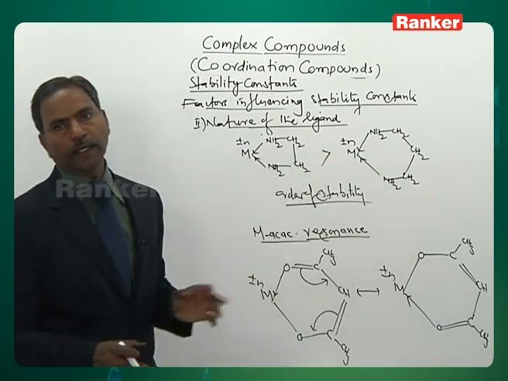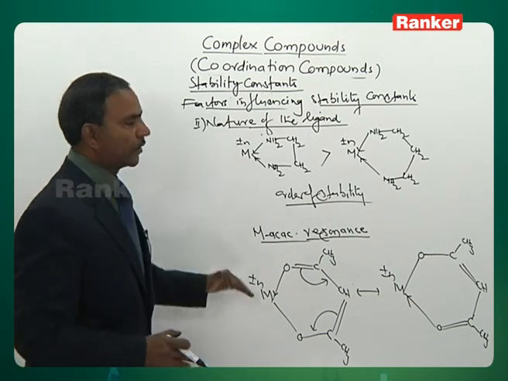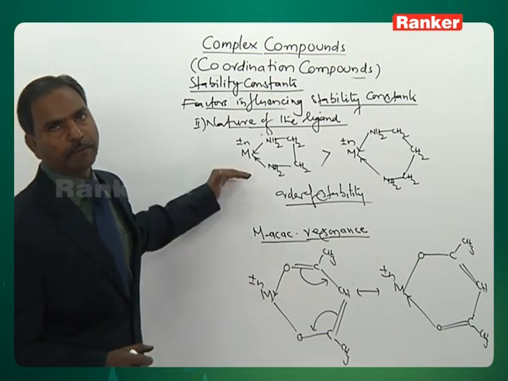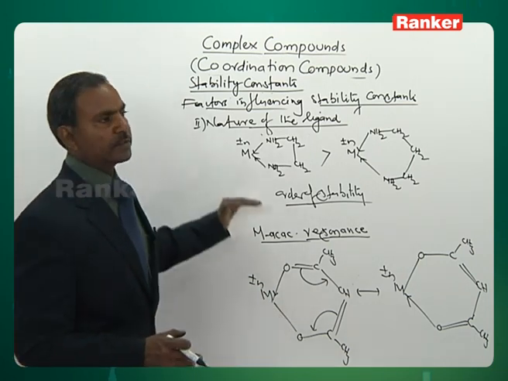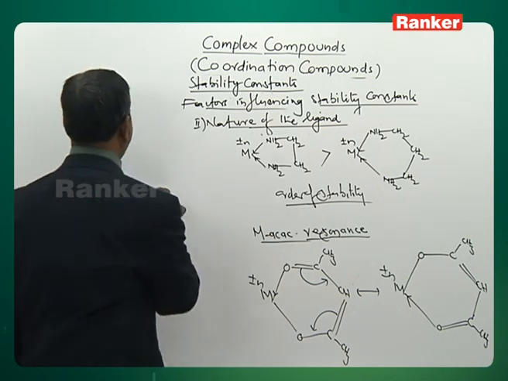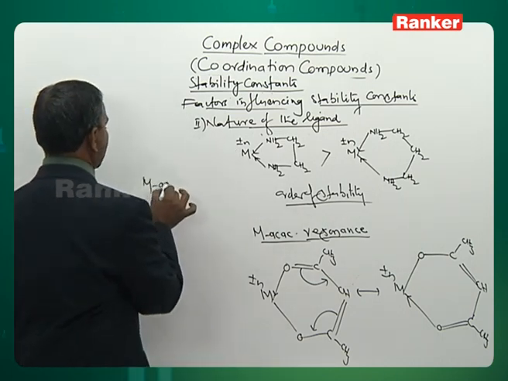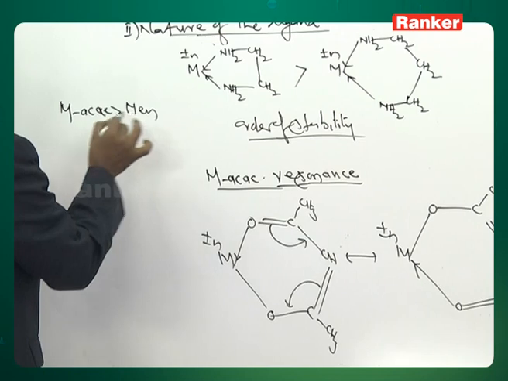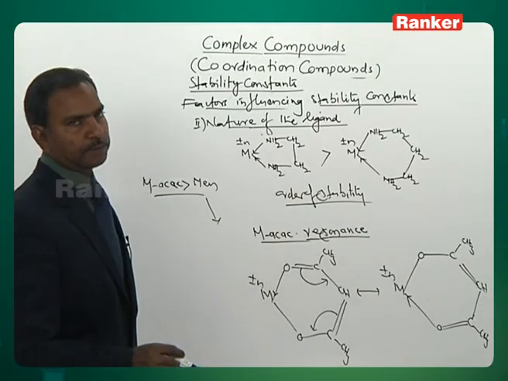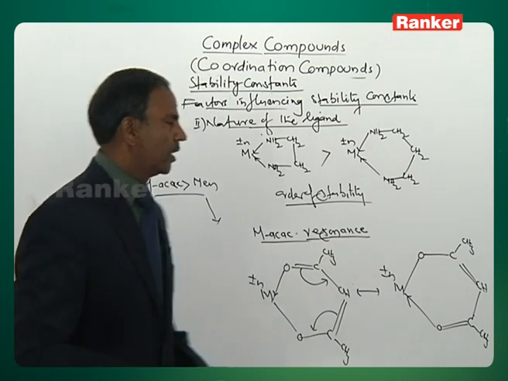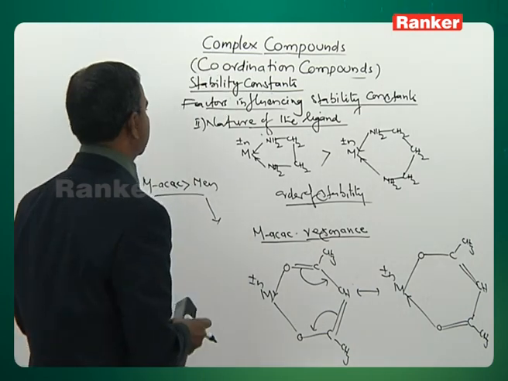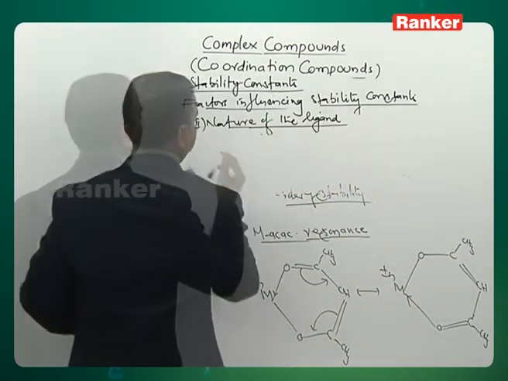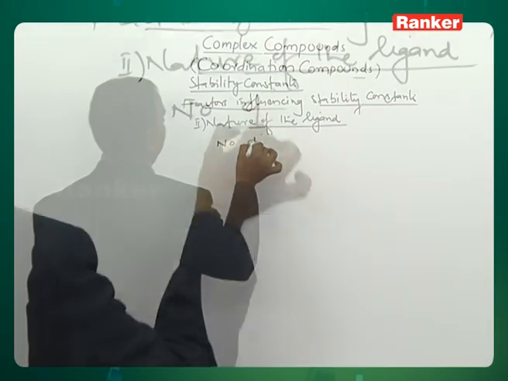M-en is more stable. We compare M-en and M-acac complex. M-acac complex is more stable than M-ethylene diamine. So we can write like this: acac complex is more stable than en according to this particular concept. This is ring size. Next, number of chelate rings. Next concept under the same nature of the ligand: number of chelate rings.